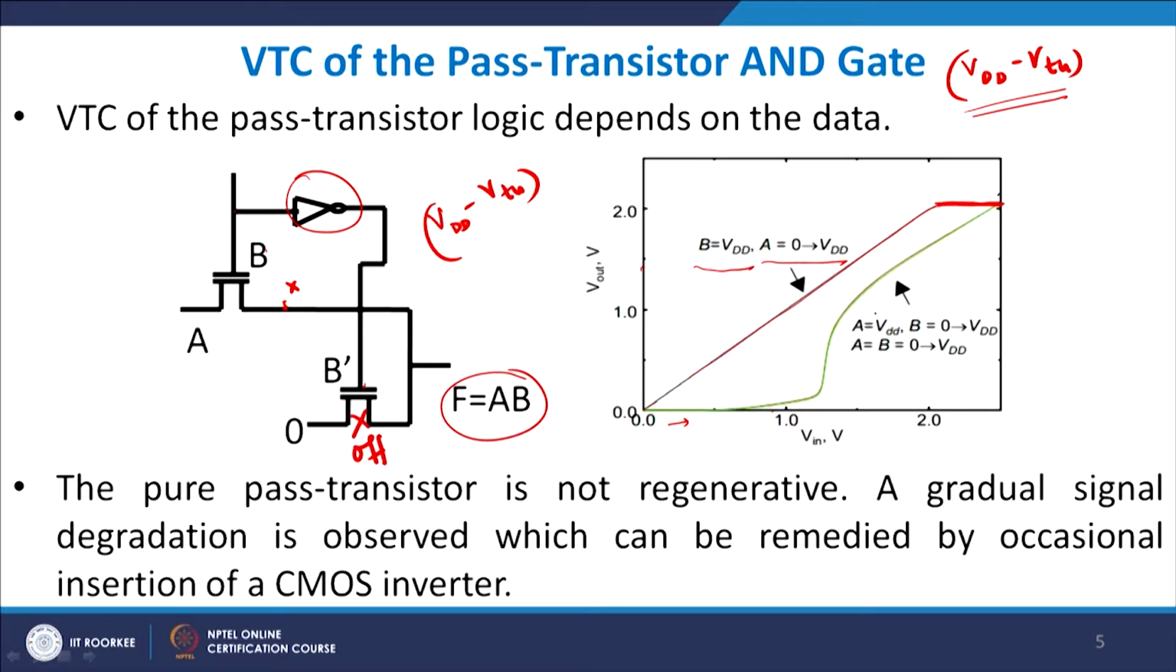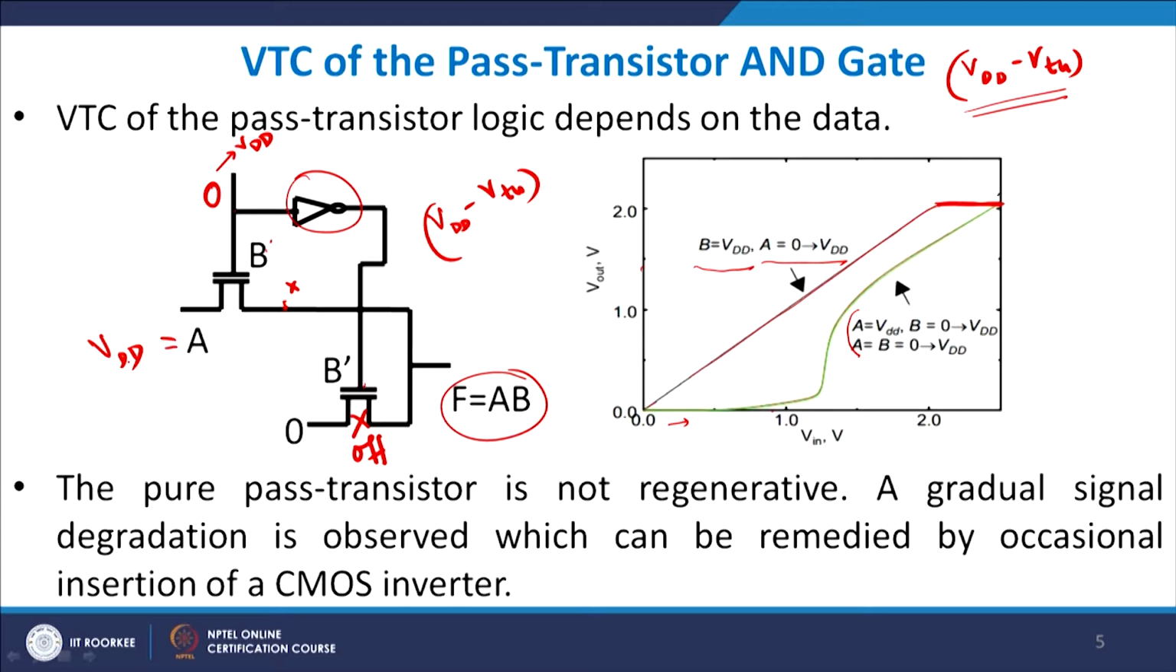Similarly, let us look at the case where suppose A was equal to VDD and B was going from 0 to VDD. B is this one, right. So, it was initially 0 and now it is going from 0 to VDD, and A has been fixed to VDD.